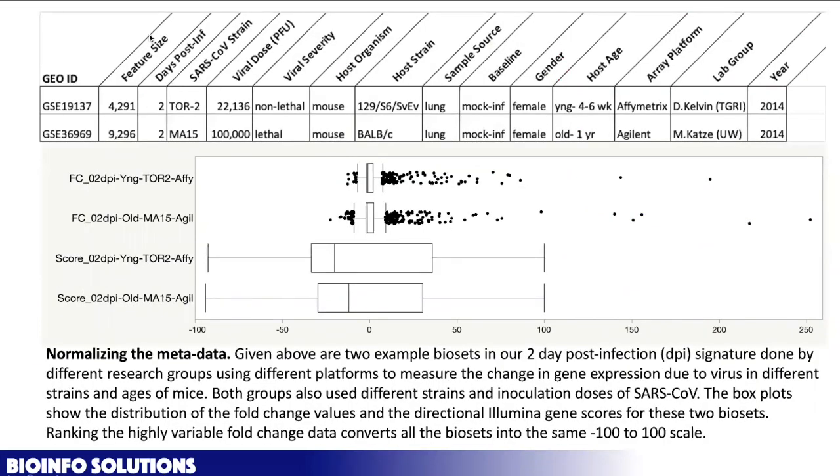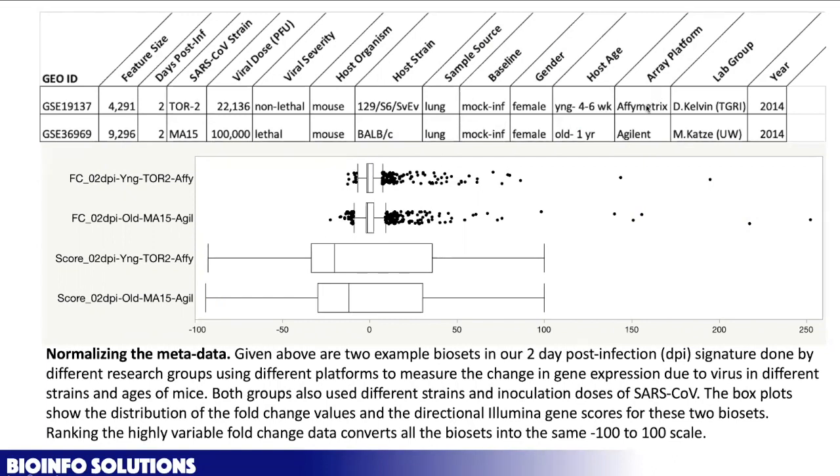Given here are just some of the variables associated with the two biosets that I pointed out. We have different genes. So this is feature size. These are the number of genes that changed. Almost twice as many changed in the more severe old animals than in the less severe virus with young animals. We also, these are different types of mice that were used in this experiment. We also have host age and different array platforms.